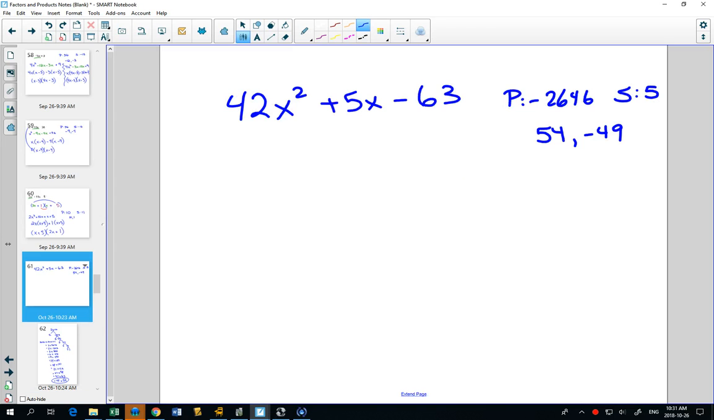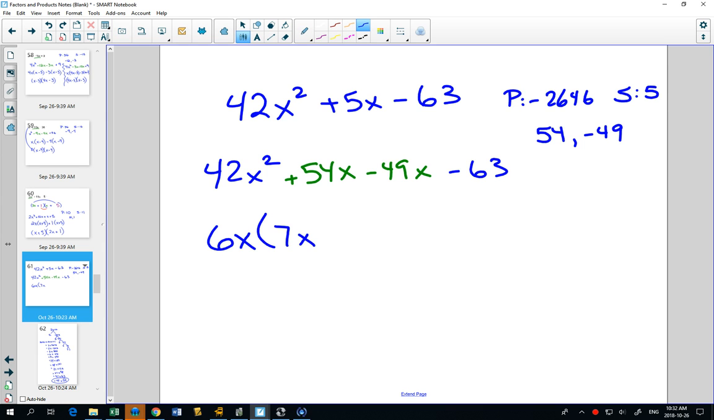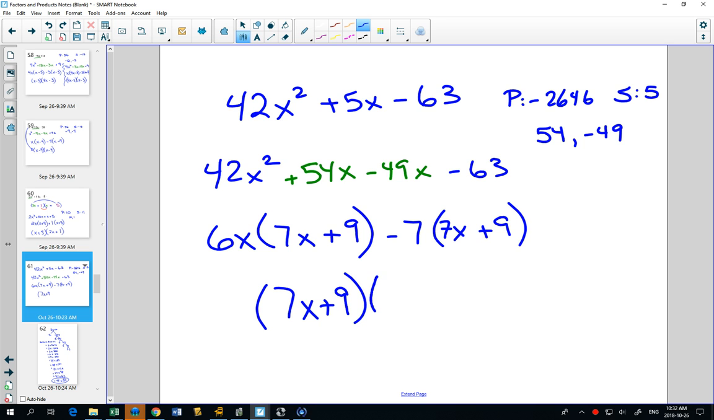And so now we could rewrite that middle number as plus 54x minus 49x minus 63, and now life is easy, right? What's in common? You have to know your times table. 6x, leaving me with 7x plus 9. What's in common here? Negative 7, leaving me with 7x plus 9. 7x plus 9, 6x minus 7.